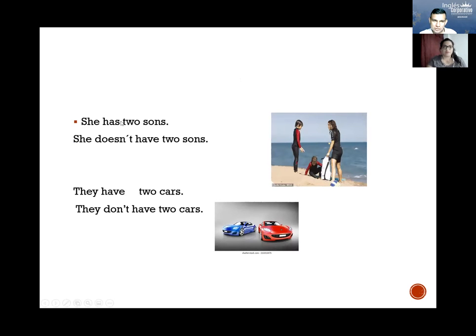Aquí hay dos oraciones. Por ejemplo, para decir, ella tiene dos hijos, she has two sons. Para decir, ella no tiene dos hijos, she doesn't have two sons. Aquí ya regresa a su forma original el verbo. Como puede ver, ya no decimos has, sino have. Ajá.